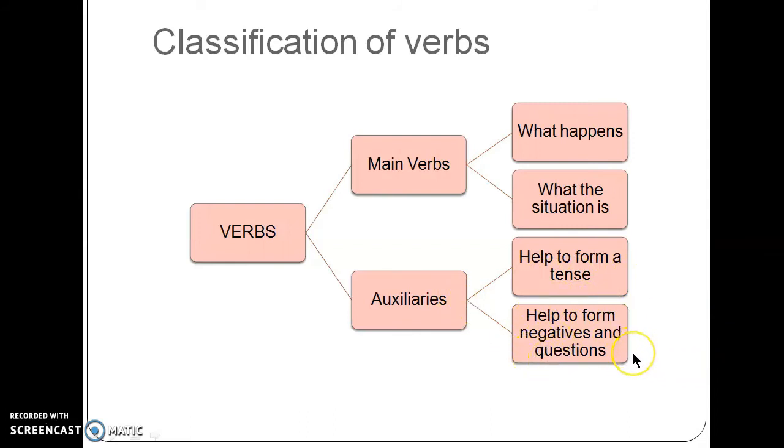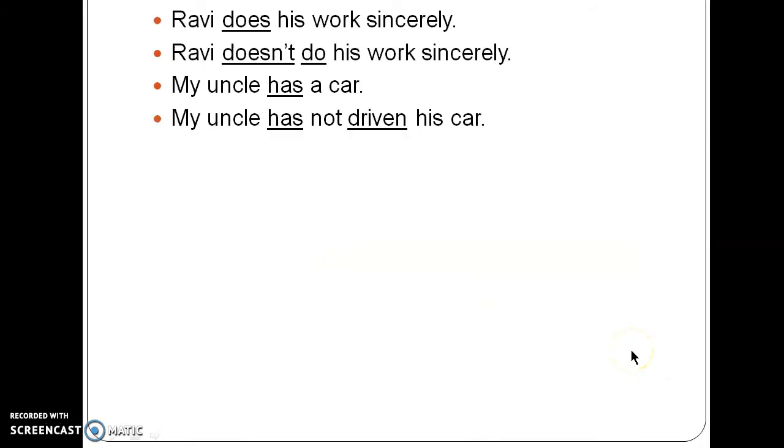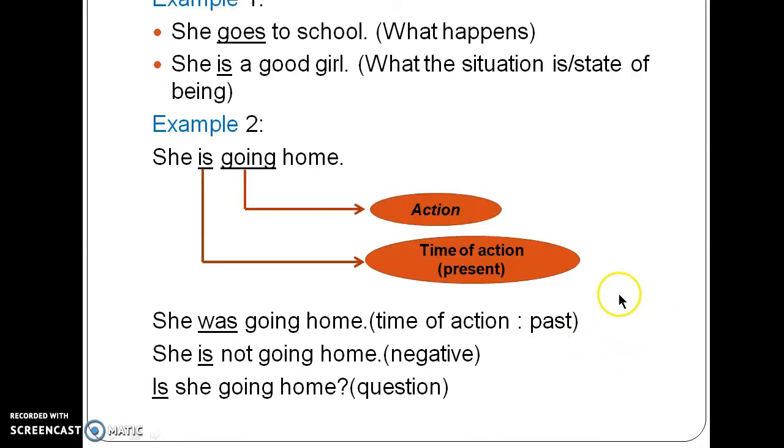Now again, let me go back to the examples that were given before. Now from this example 1, goes will be the main verb. Again, she is a good girl.